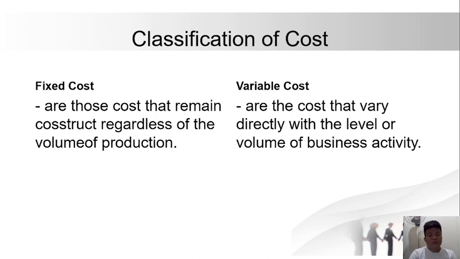Classification of cost. First is fixed cost. Fixed costs are those costs that remain constant regardless of the volume of production. Variable costs are the costs that vary directly with the level or volume of business activity.